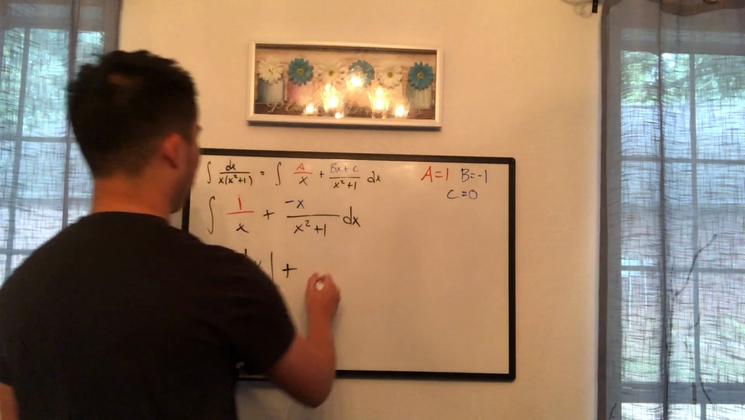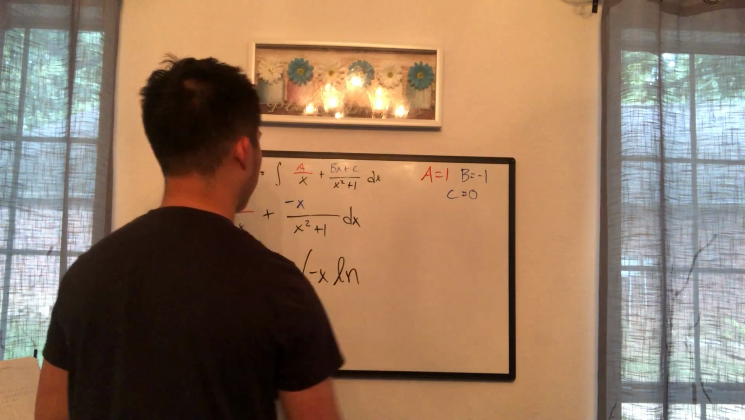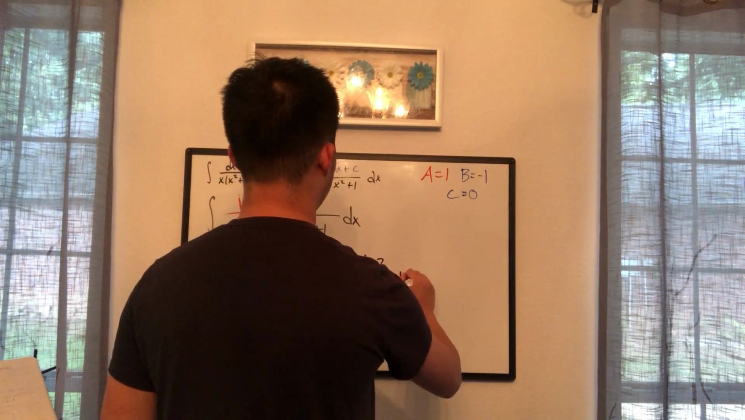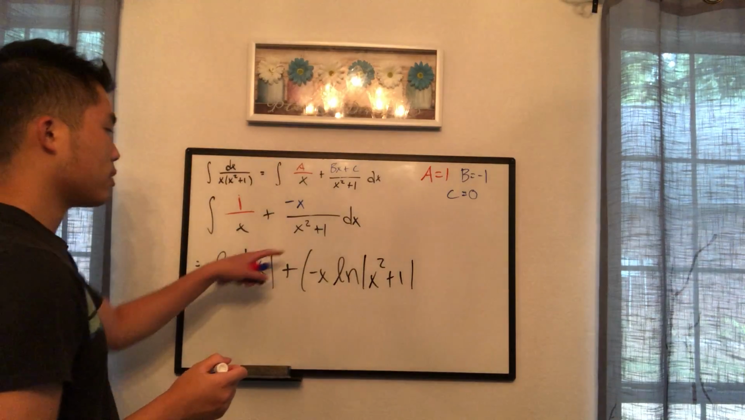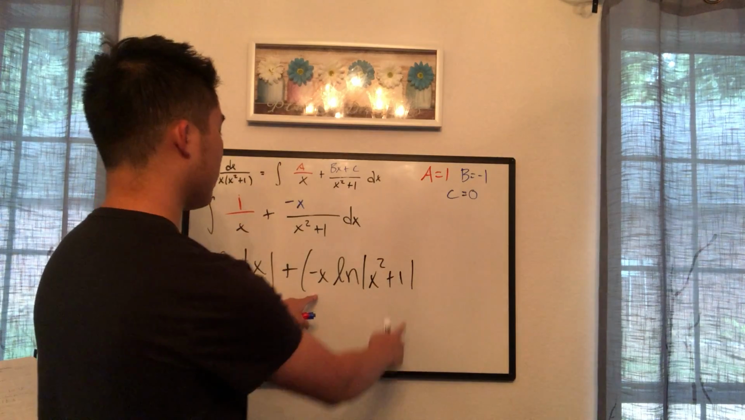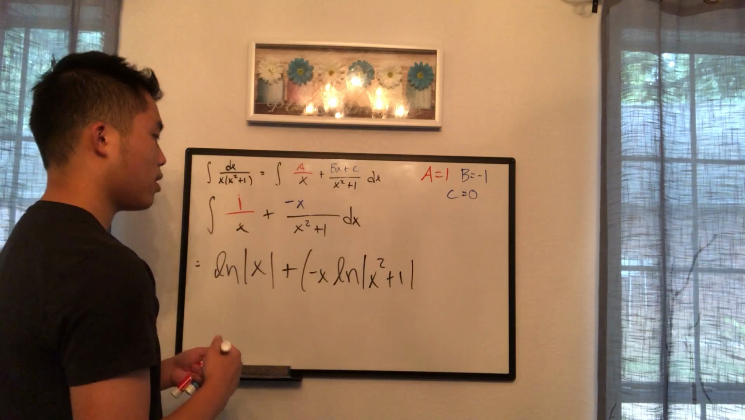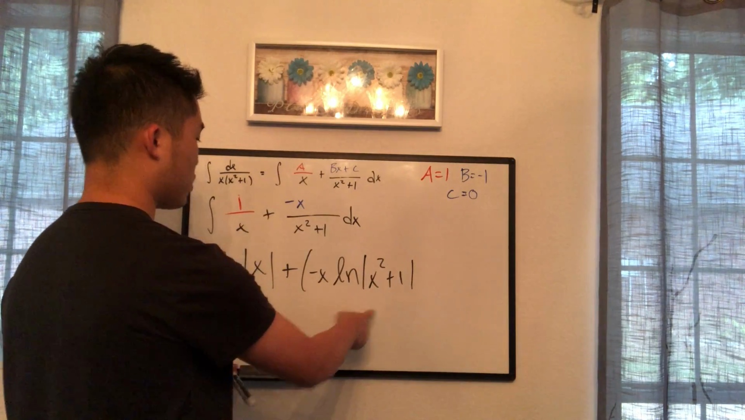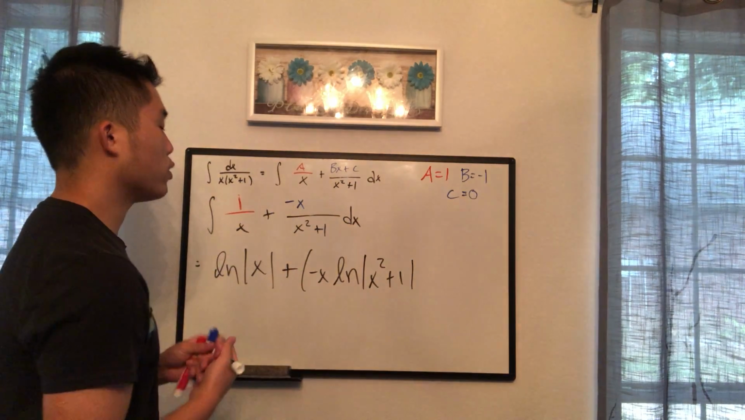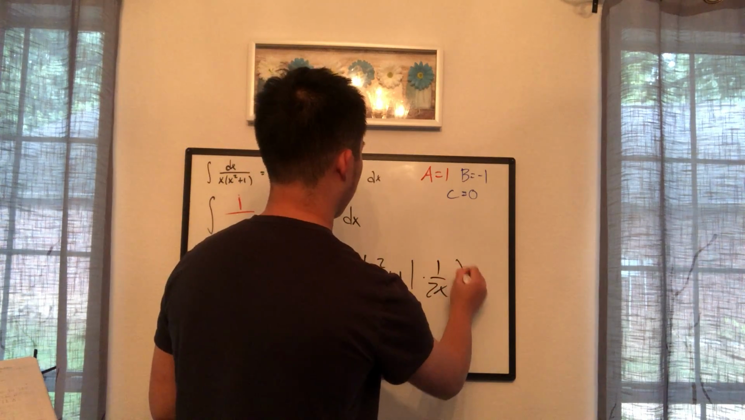You're going to bring down your negative x, and then that times the ln of absolute value of x squared plus 1. And since this is not a linear factor, you're going to have to multiply this by the reciprocal of the derivative of the inside. So what that means is we're taking the derivative of the inside function, which is 2x. Then the reciprocal of 2x is 1 over 2x. And then you're going to multiply this by 1 over 2x.